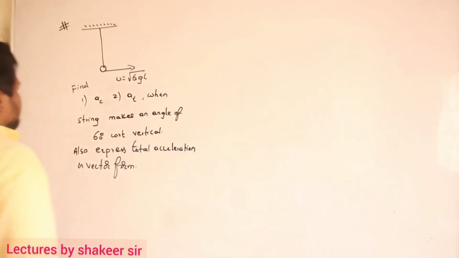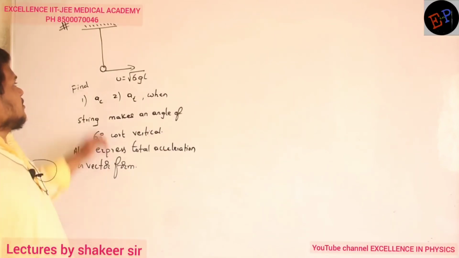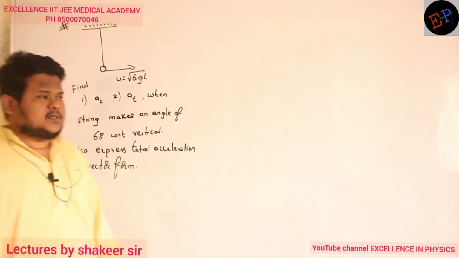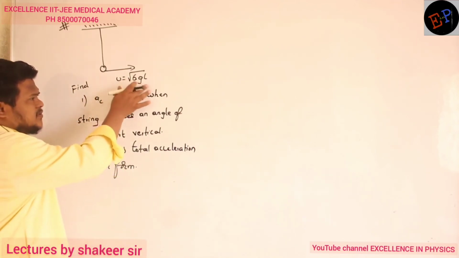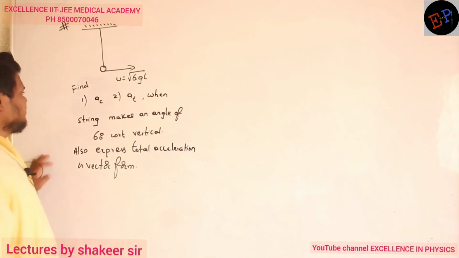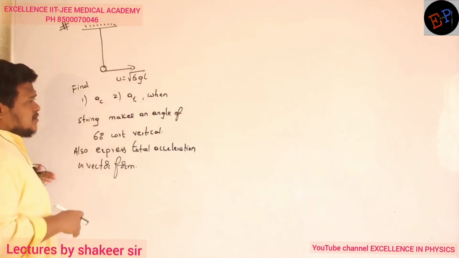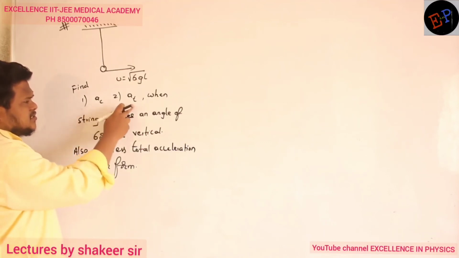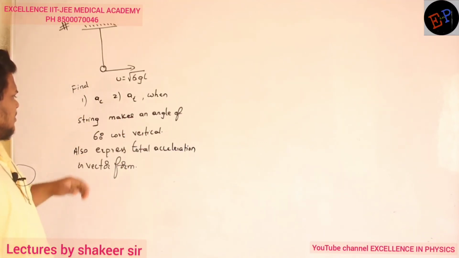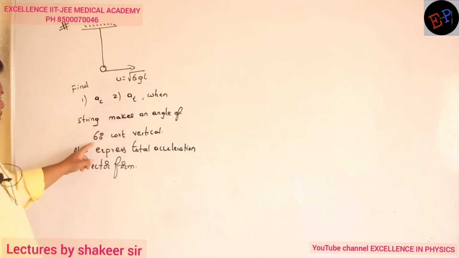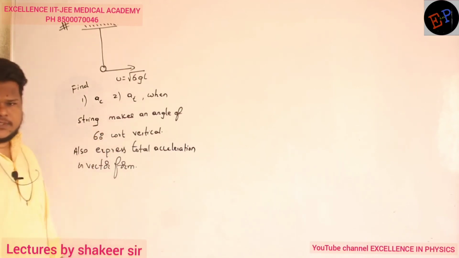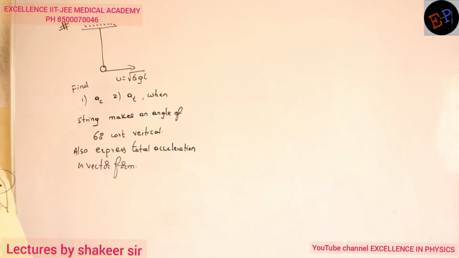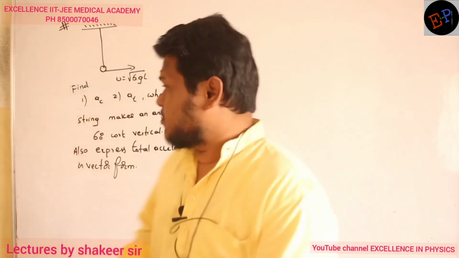So see this question. This is a pendulum which was given an initial velocity of root 6GL at the bottom of this vertical motion. We are supposed to calculate centripetal acceleration and tangential acceleration when the string makes an angle of 60 degrees with respect to vertical. Similarly, we are supposed to find the acceleration in vector form also.